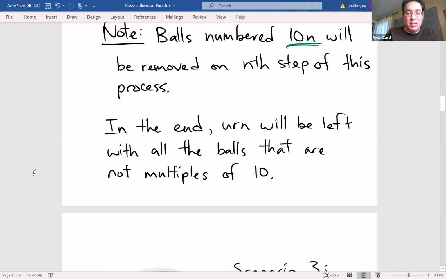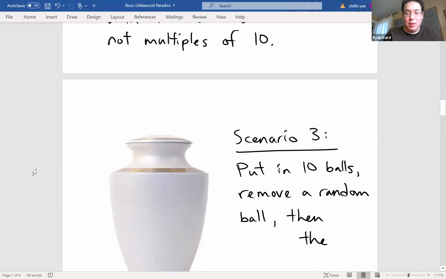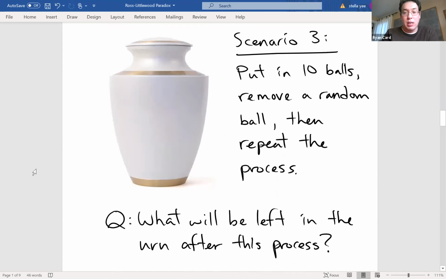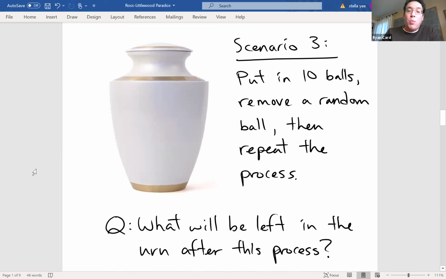So here's scenario number 3. We're going to do something similar. We're going to put in 10 balls, but after putting in 10 balls, we're going to randomly choose the one we take out at each step, and then repeat that process. So what do you think will be left inside of the urn? What would it look like at noon when you peeked in after doing this infinitely many times?